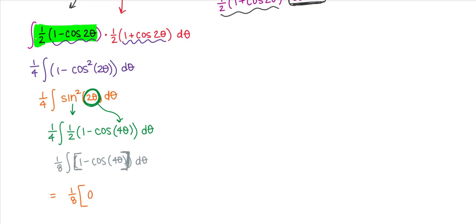Antiderivative of 1 with respect to theta becomes theta. And then the antiderivative of minus cosine 4 theta is going to become minus sine of 4 theta over 4. Hopefully you've seen that enough now, plus c. I didn't even need a u substitution, which is kind of nice because then I'm just done. So you probably haven't worked with that reduction formula in the past.